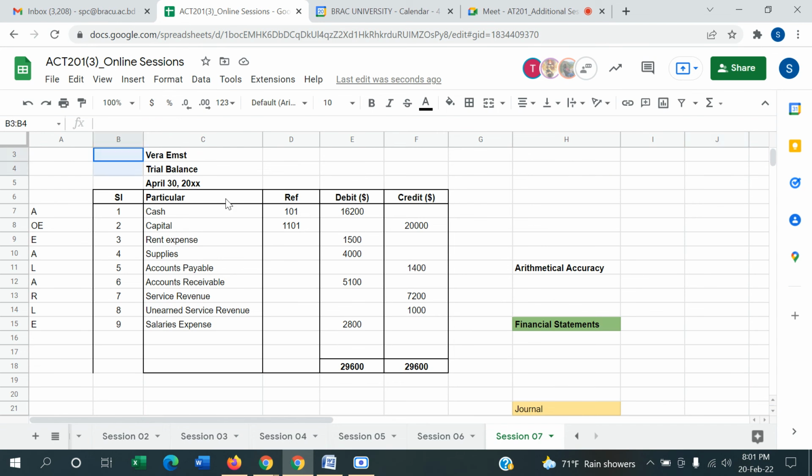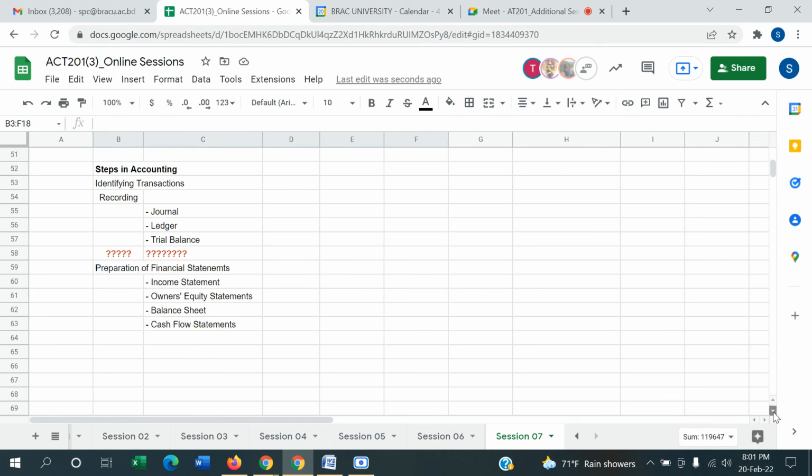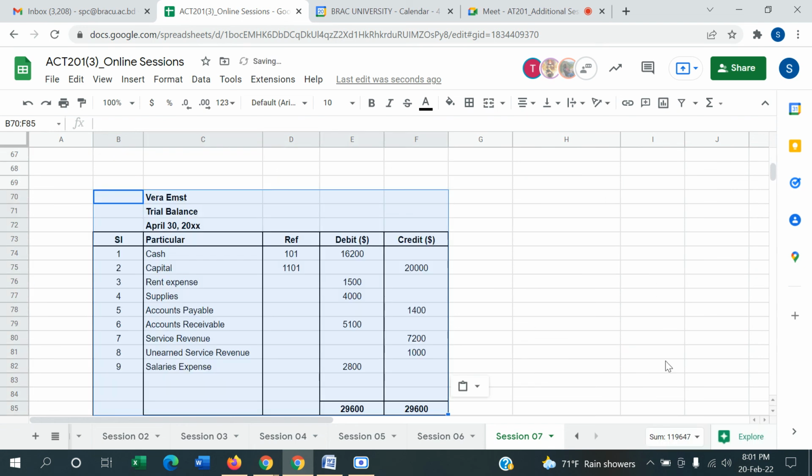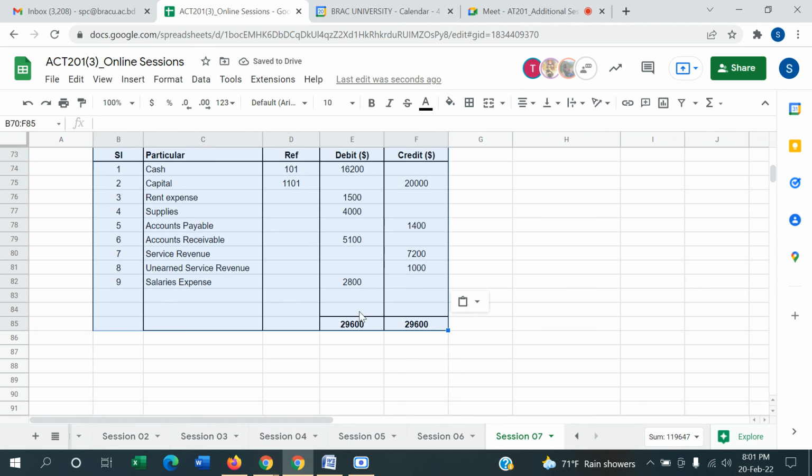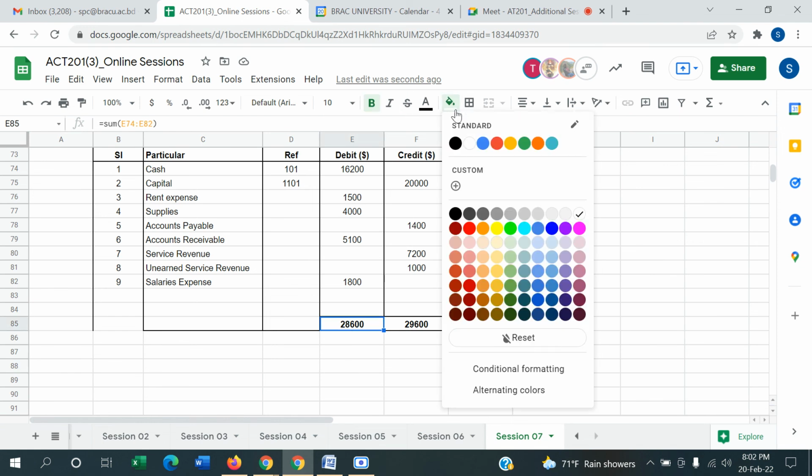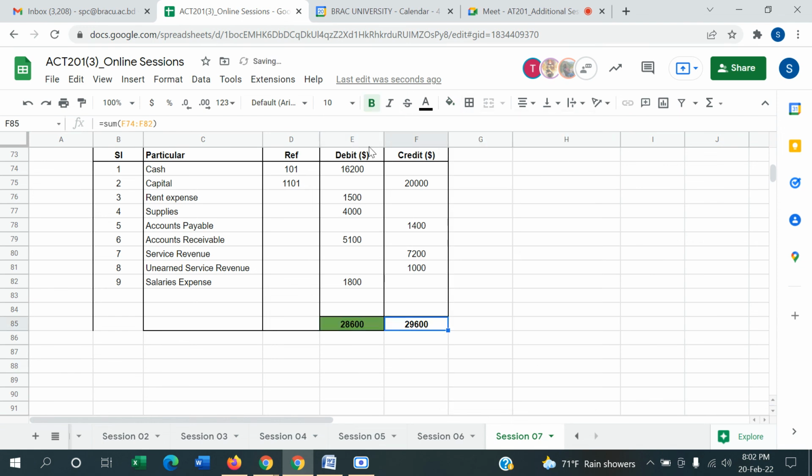As we have mentioned, a trial balance should be matched. That means the debit side and the credit side of the trial balance should be matched. But in some cases we may find that the total debit does not equal the total credit. In that case, we can see that total debit is 28,600 and the total credit is 29,600. If the situation is like that, what does it mean and what to do?